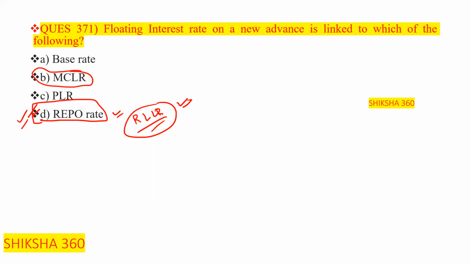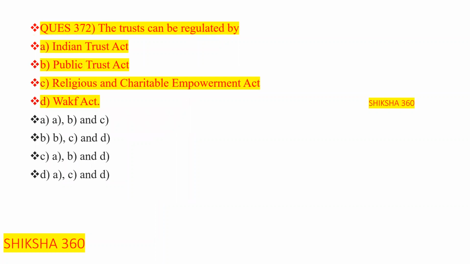Now move to the next question, question number 372. Very, very important. The trust can be regulated by. Option A is the Indian Trust Act. Second one is the Public Trust Act. Third one is the Religious and Charitable Endowment Act. Fourth one is the Waqf Act.